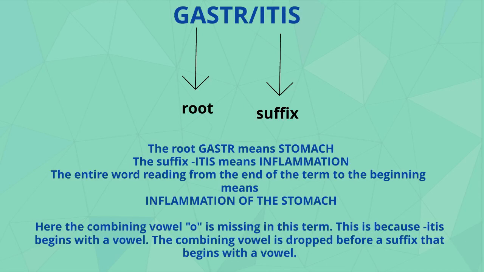Now, one important point to note here is the combining O is missing. This is because itis begins with a vowel. The combining vowel is dropped before a suffix that begins with a vowel.